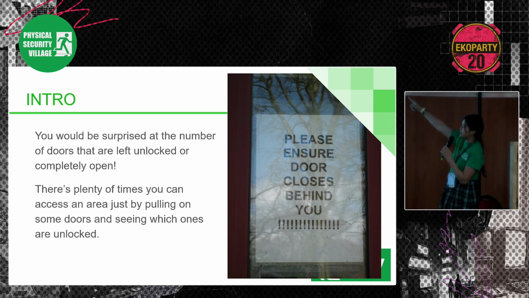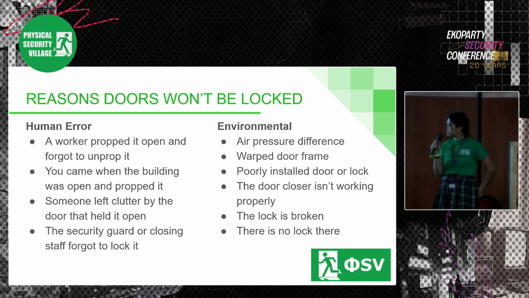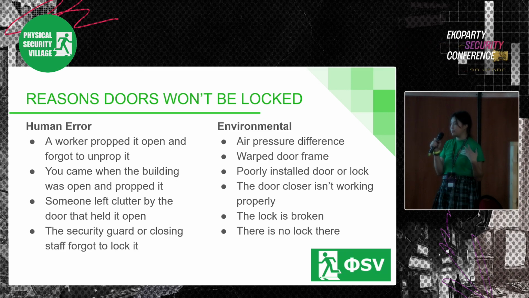In particular, you can find signs like this that tell you that a door might be open. So there's a lot of different reasons why a door wouldn't be locked. There's some examples such as human error. So if a staff member propped it open and didn't unprop it, or if you came to the building during open hours and then you were planning to infiltrate it later at night and you propped it and you came back later.